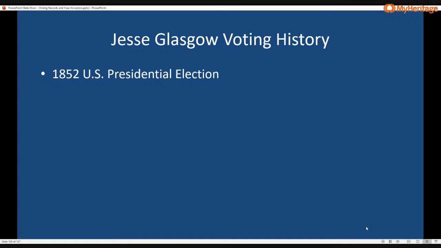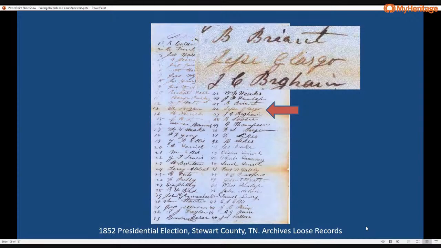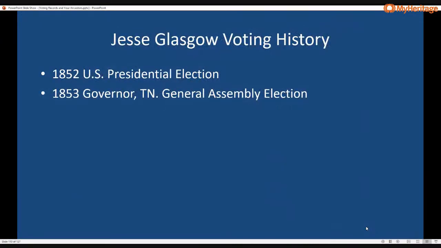He voted in the U.S. presidential election in 1852. Here is the document for that I was able to find at the Stewart County Archives in Tennessee. As you can see, he's listed on a list of voters. He voted for governor in 1853.